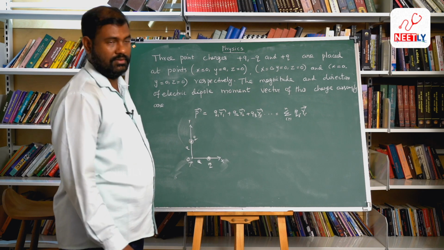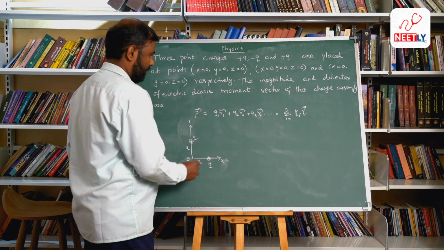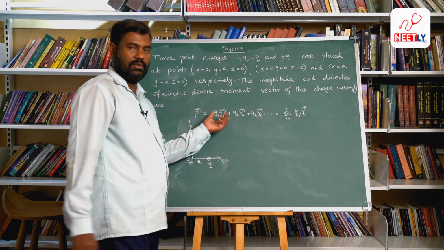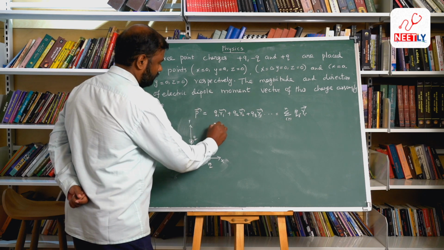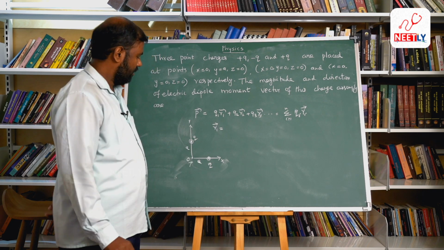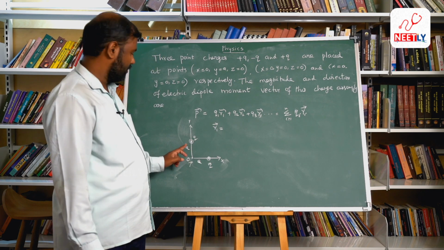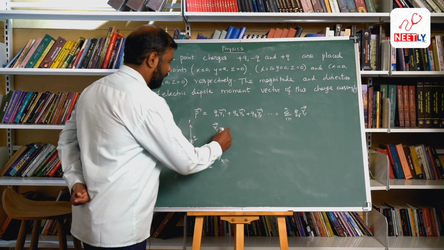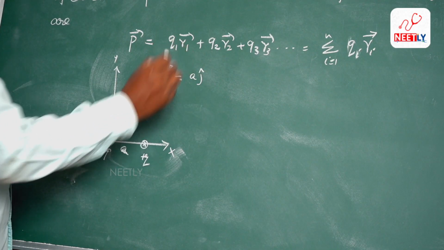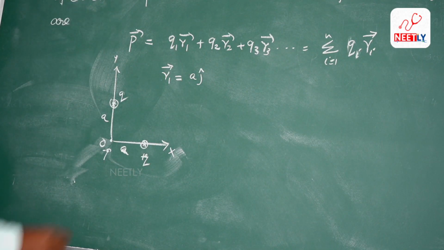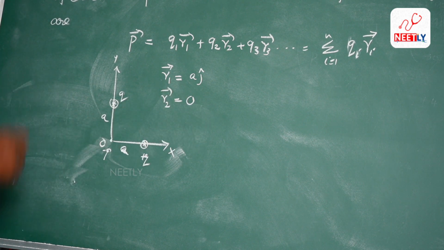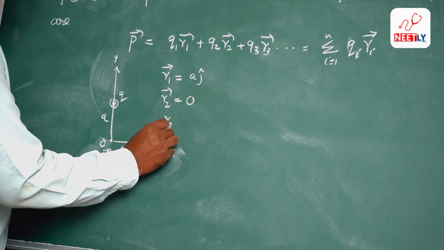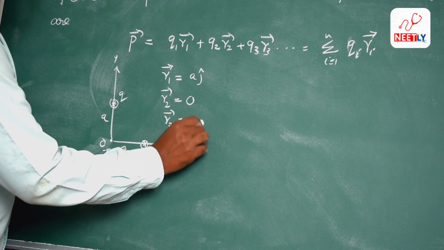So now we have only three charges, so we take only three terms. What is R1? R1 is the position vector of the charge plus Q, which is located at A J cap because it is in the Y direction. R2 is 0 because this second charge is located at the origin. R3 is equal to A I cap.